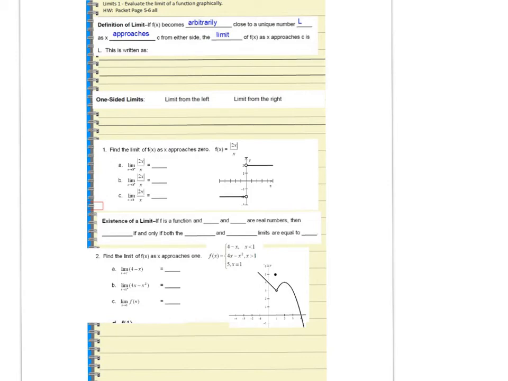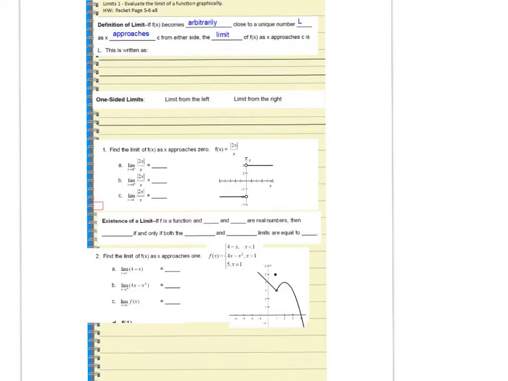Hi, Calc with Apps. We're working from the blue packet, Limits and Continuity, our first unit in marking period 2. I'm working from page 3 in that packet, and your homework tonight is page 5 and 6, all problems.